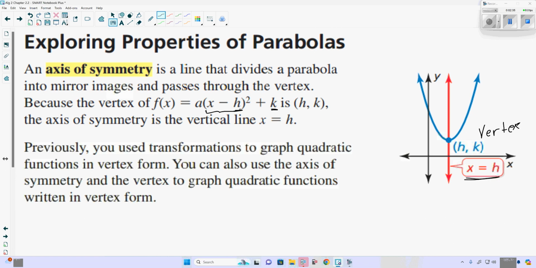But we have the vertex and the axis of symmetry. Axis of symmetry, x equals h. So the x value of the vertex is going to match that there. And this axis of symmetry will always go through the vertex. If it opens up or down, it's going to cut through it. There are parabolas that open to the left or to the right. Again, that axis of symmetry is going to cut through that vertex point.